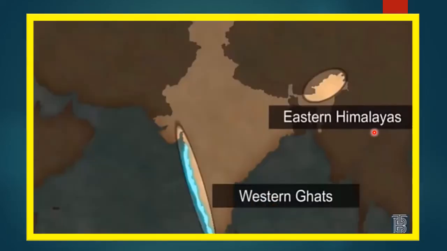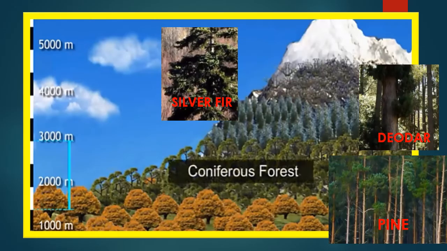The wet temperate type of forest are found in eastern Himalayas and in the western Ghats. Now children, between 1500 and 3000 meters, so you can see between 1500 and 3000 meters we have temperate forests containing coniferous trees like pine, we have deodar and silver fir, spruce, cedars are found here. Okay, and these forests cover mostly the southern slopes of the Himalayas, having high altitude in the southern and northeast India.